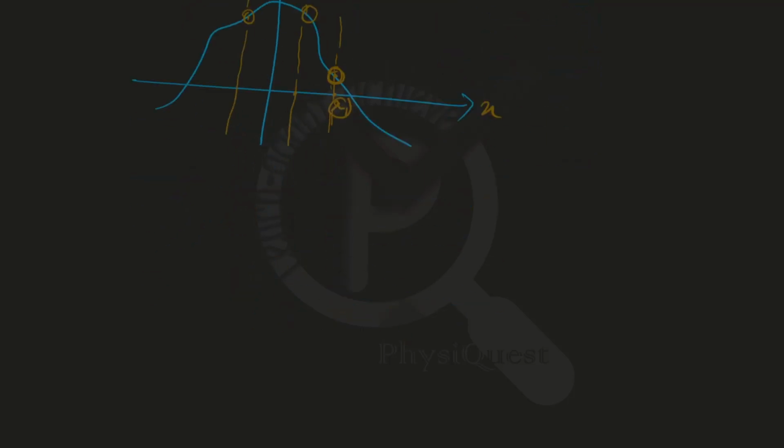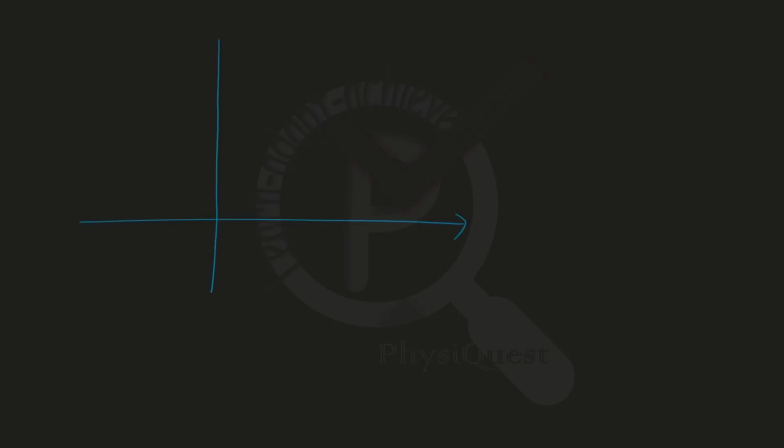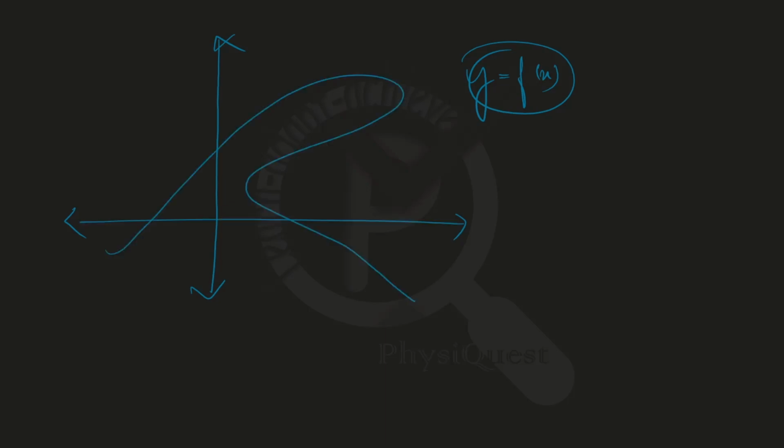Fine. Now suppose I have a relation like y equals f of x, and when I plot the graph, it comes out like this. Now tell me, is it a function? Let me check for each value of x. For this value of x, only one point, no issues. For this value of x, only one point. Fine. For this value of x, what happened? One, two, and three points.